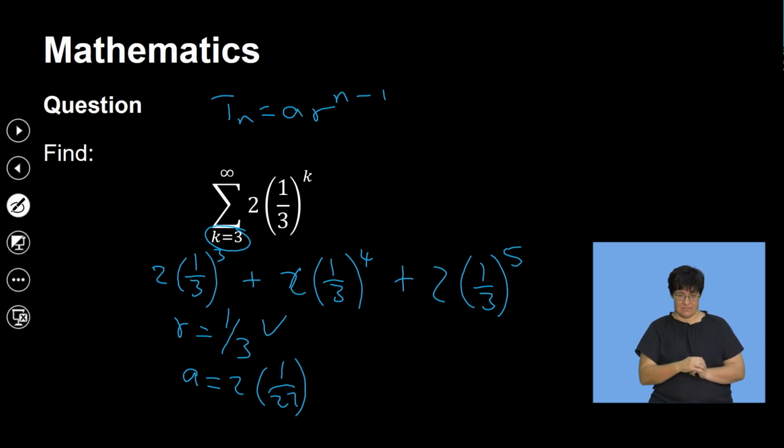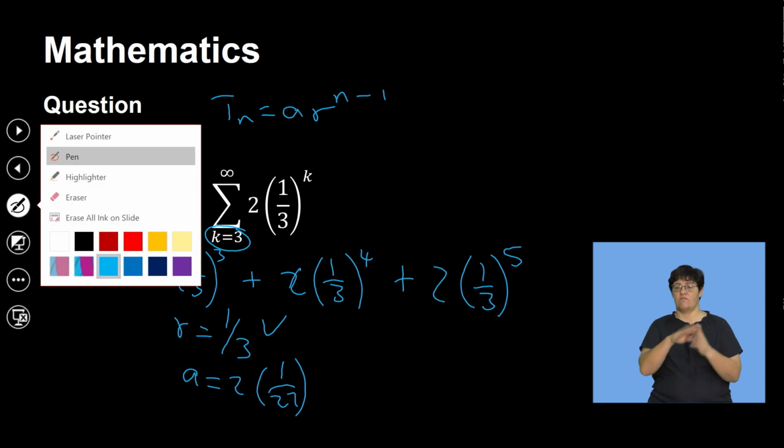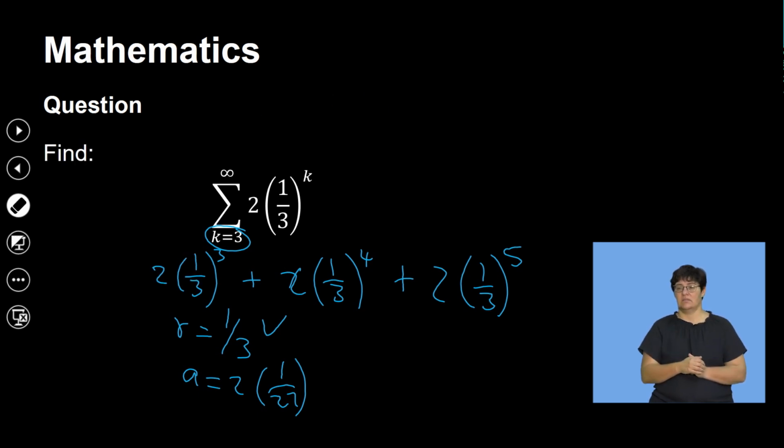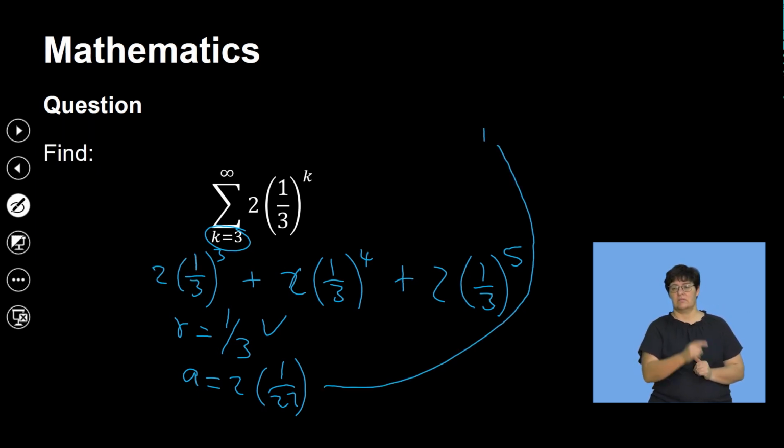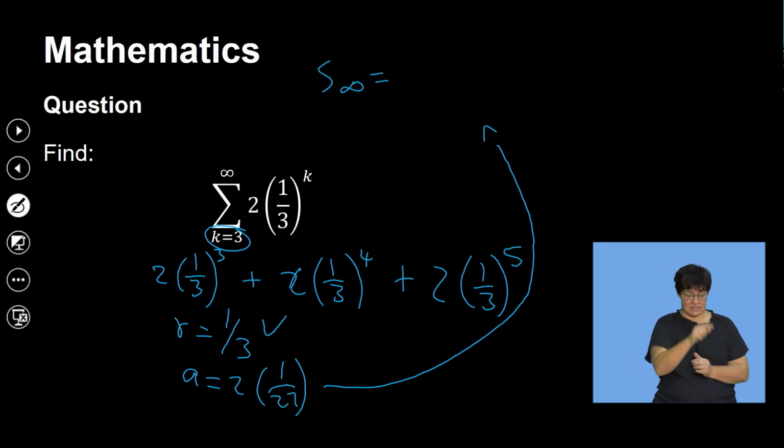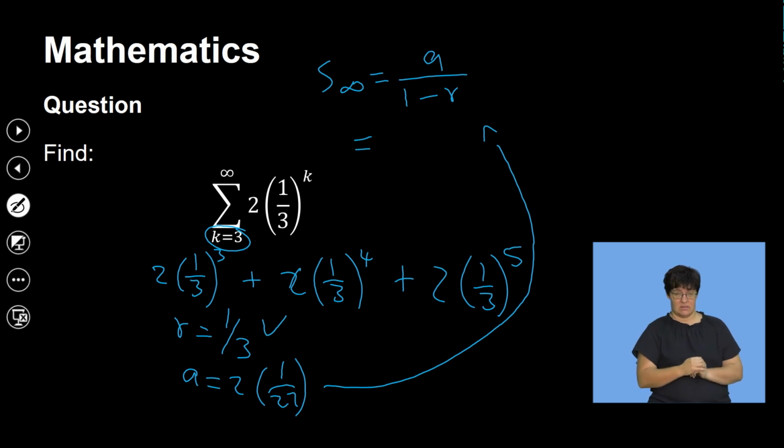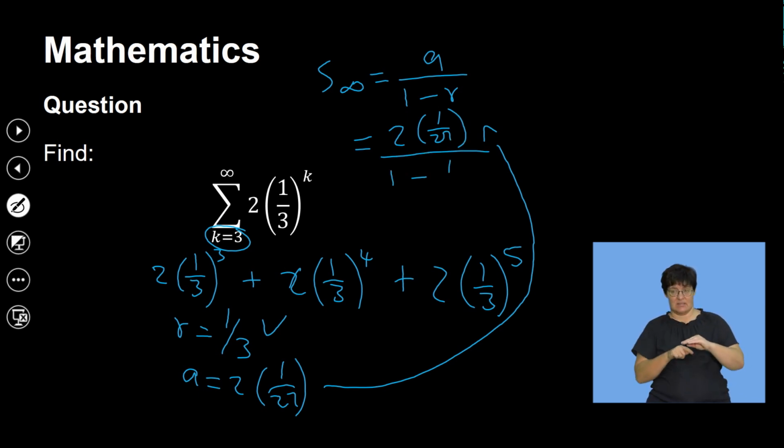And then I will go straight to my formula then. Let me remove that formula up there. Remember, that was just for me to try and show you where this comes from. Now, to then find the sum to infinity of this, I will say sum to infinity is equals to A over 1 minus R, which is equals to the A value we just said is 2 into 1 over 27, all divided by 1 minus 1 over 3.